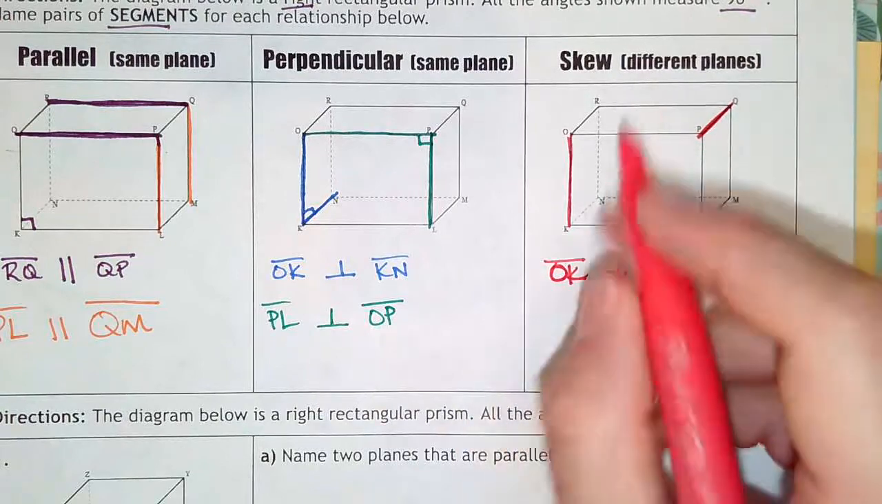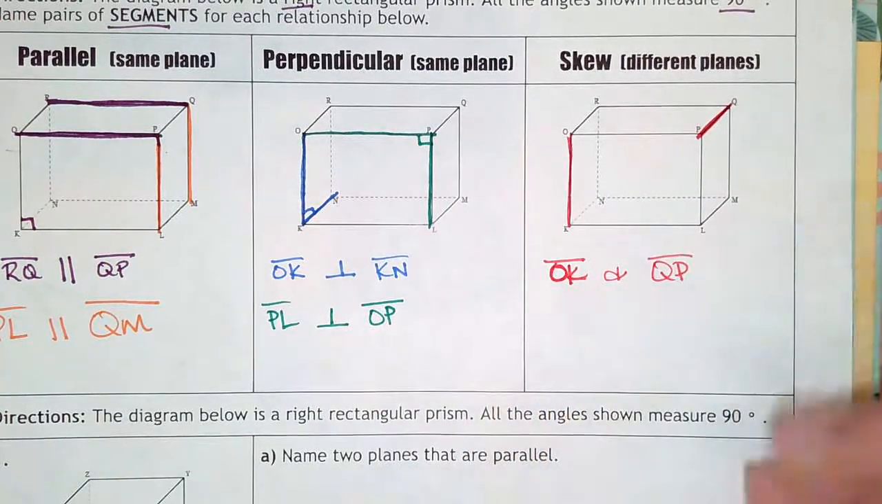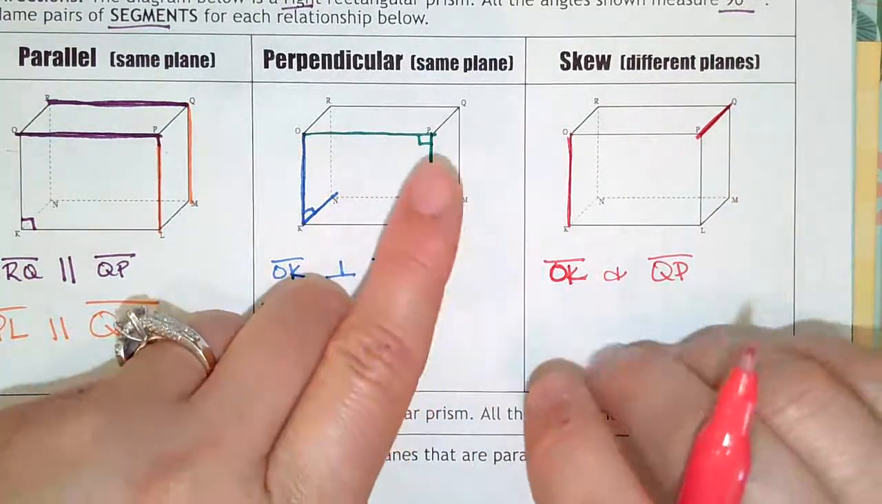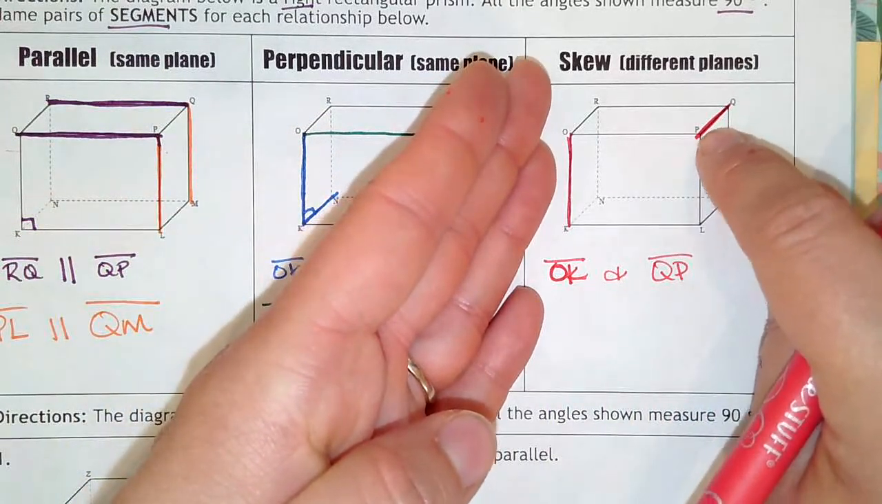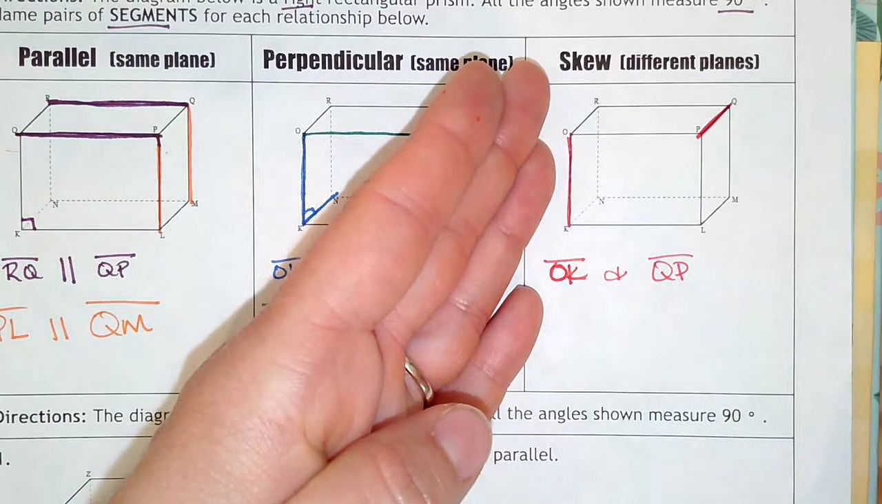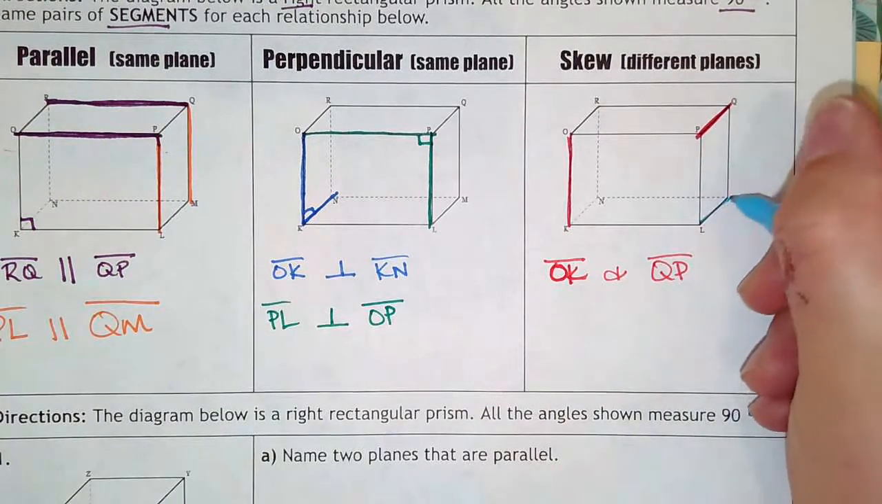There's no symbol for skew, so I'll just put OK and QP. See how these don't touch? They don't share the same plane. So they're always away from each other. And I'll tell you that they're going to be running in opposite directions. So this line kind of runs horizontally, where this line runs vertically. Another example you could pick could be, like, let's say I pick LM.